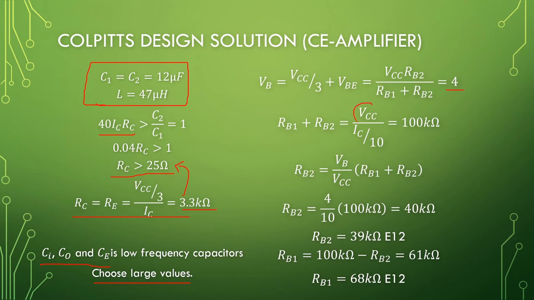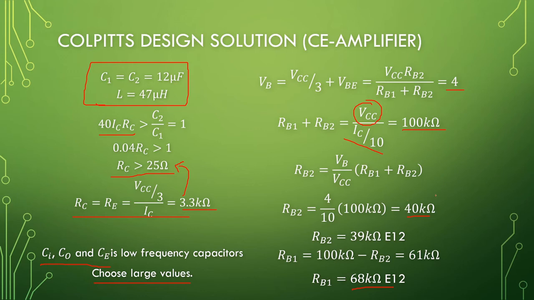Okay, taking our VCC, dividing it by IC over 10, this is the rule of thumb, yields 100 kilo ohm resistance in total for the two base resistors. Calculating RB2, this is the resistor at the base of the transistor, gives us 40 kilo ohms, so a 39 kilo ohm E12 value. And RB1 will end up to be a 68 kilo ohm resistor. Okay, so there is our design done.